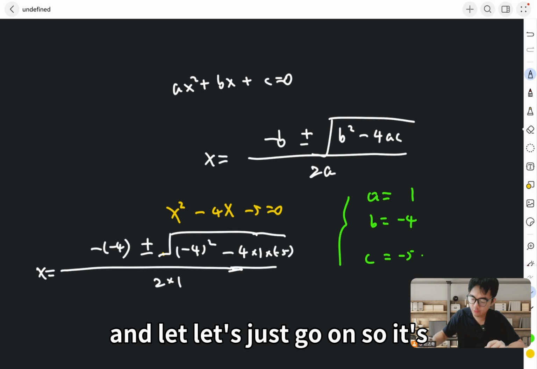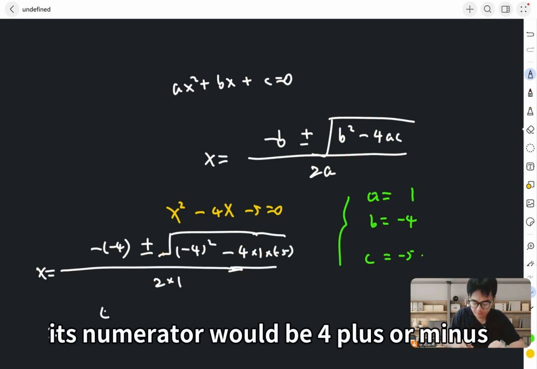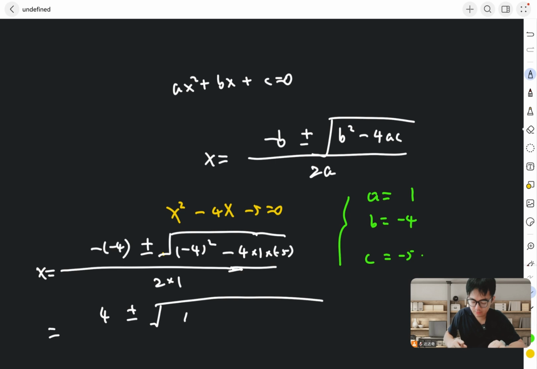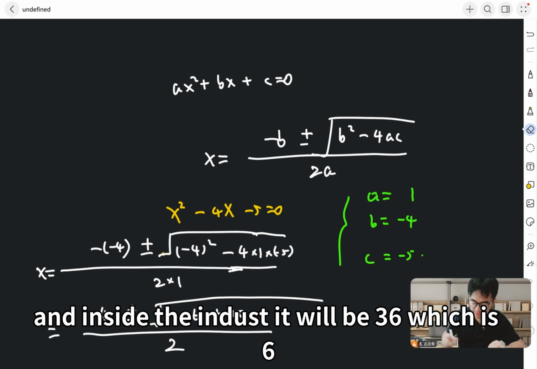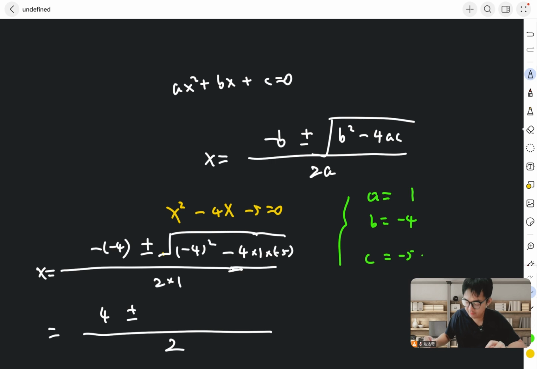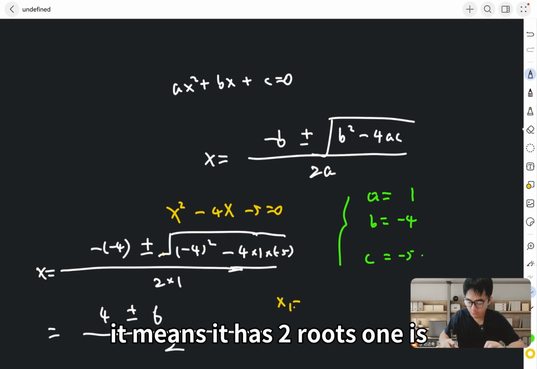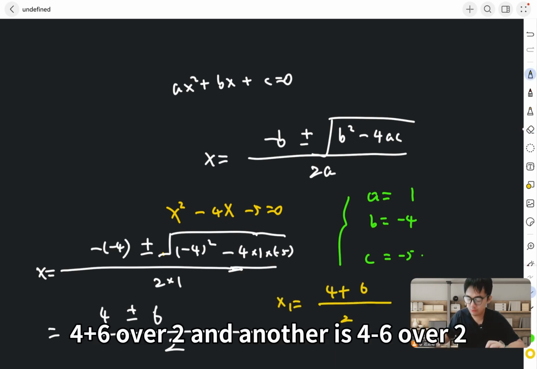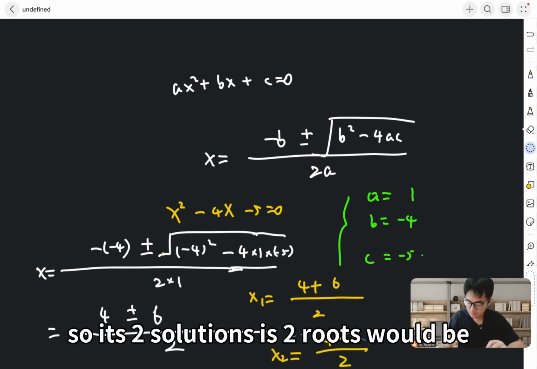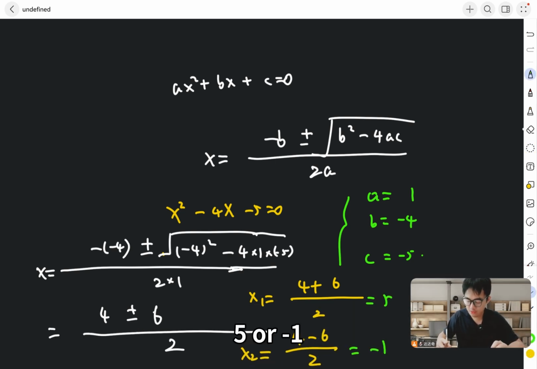Let's go on. So its numerator would be minus 4 plus or minus the square root of 16 minus 20, over 2. Then the square root of the discriminant is computed, and let me explain this minus and plus sign here. It means it has two roots. One is minus 4 plus 6 over 2, and another is minus 4 minus 6 over 2. So its two solutions, its two roots, would be 5 or minus 1.